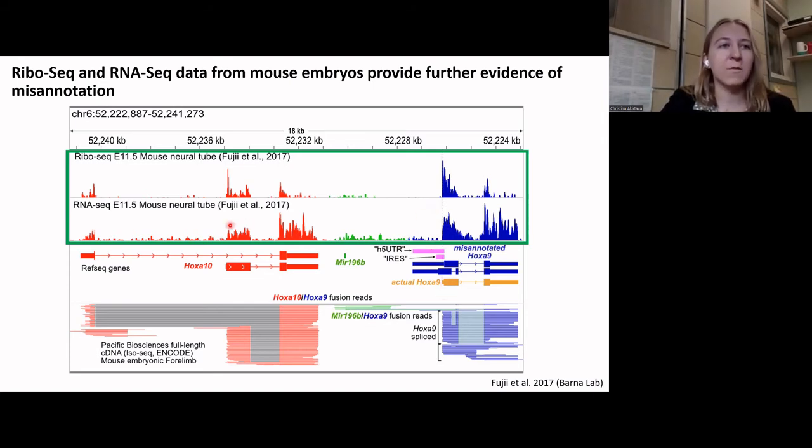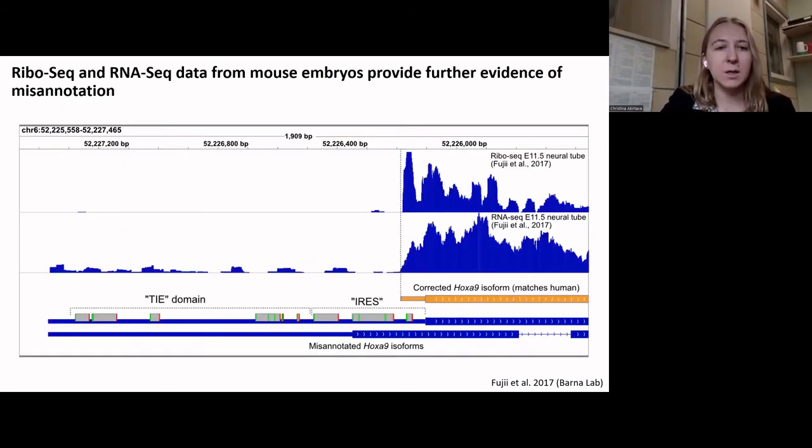And this profile matches the HOXA10 gene, where you have some data over the 5' UTR, a dip during the intron, and then some more data during the coding region. Just to zoom in on this data a little closer, here again is the ribo-seq data and the RNA-seq data, and they align with the corrected HOXA9 transcript leader isoform. And this also supports the uORF identified in Ivanov et al. in 2022.